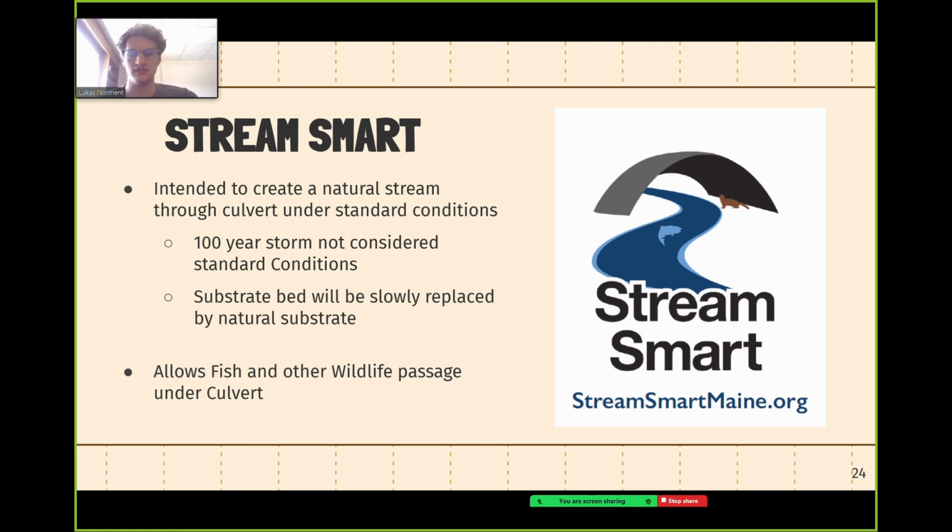The substrate implementation is meant to emulate the existing bed of substrate. With time after implementation, the substrate will be washed away, but will be replaced by the existing substrate in the stream and will maintain a natural stream bottom. And of course, the StreamSmart guidelines allow fish and other wildlife to pass underneath the culvert.